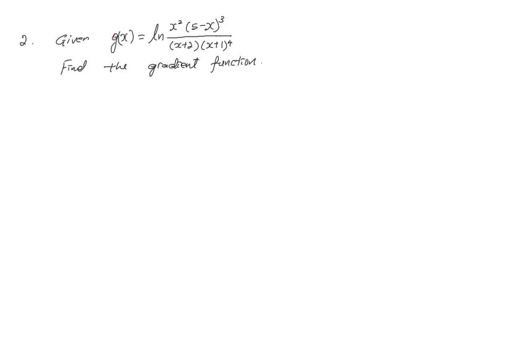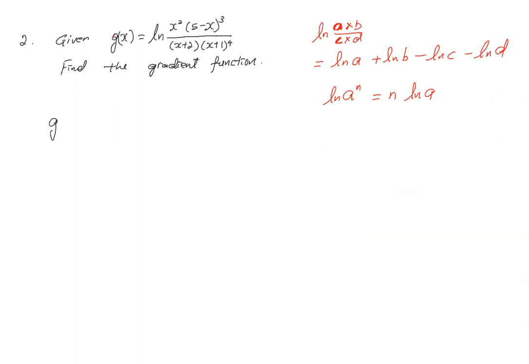In order to do this, we must remember the formula to break the ln. ln of A times B over C times D can break as ln A plus ln B minus ln C minus ln D. And we have to remember that ln A to the power n can be written as n ln A. So you apply the two formulas and simplify the whole thing for g(x) first.